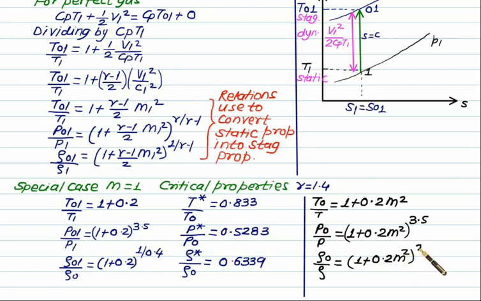So these are the standard relations in terms of Mach number, but this time we have gamma equal to 1.4. And these are the relations which are called critical relations, when Mach number equals 1 and gamma equals 1.4. That is, these relations are valid for air.